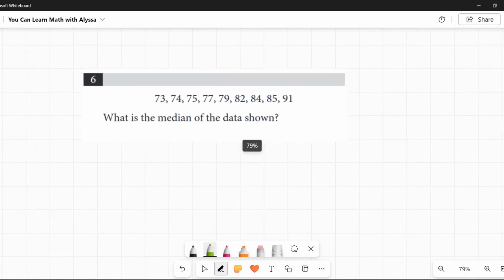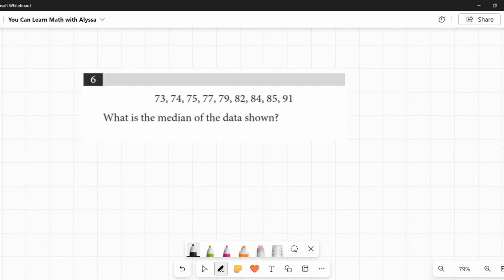Zoom in on this one. Number 6: 73, 74, 75, 77, 79, 82, 84, 85, 91. What is the median of the data shown? Median means the number that is physically in the middle of the data set. Not if you had them on a number line, like which one would be closest to the middle.